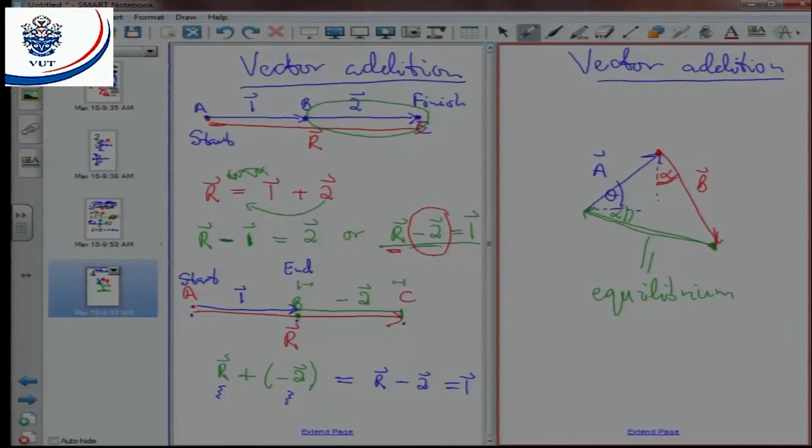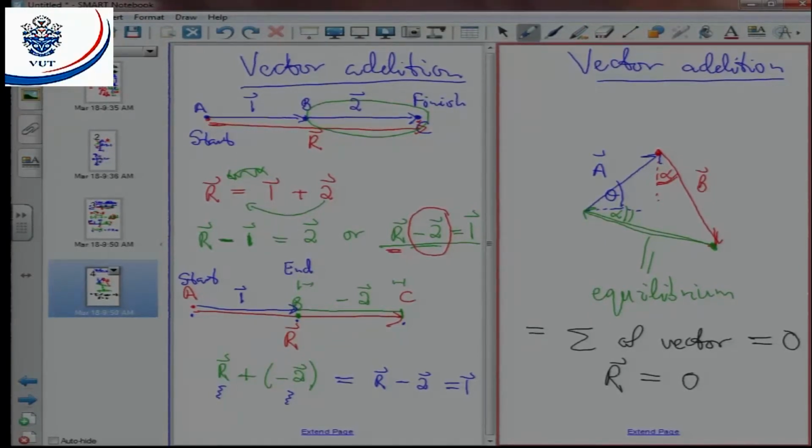And what is equilibrium? Equilibrium is when the sum of your vectors equals 0. That means the resultant of those vectors is equal to 0. And this is mainly used in Newton's laws, where the forces balance each other. Okay, so that's what we get.